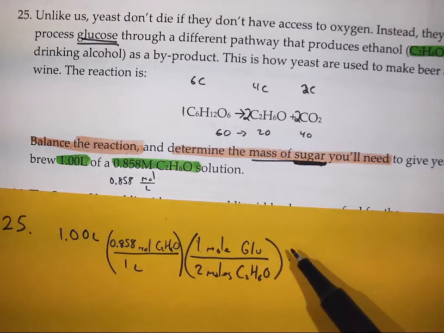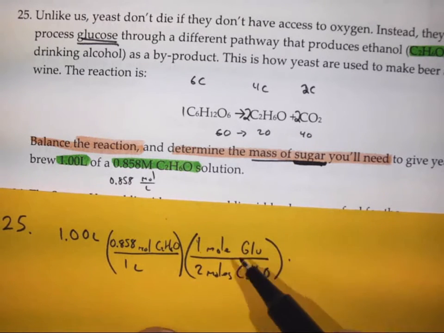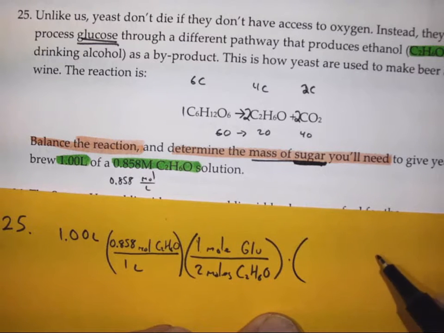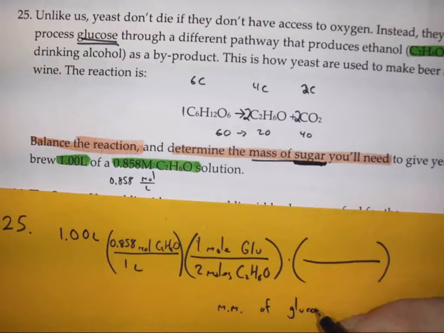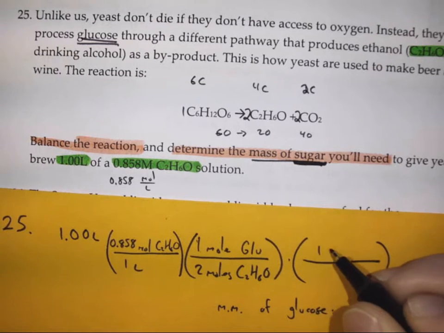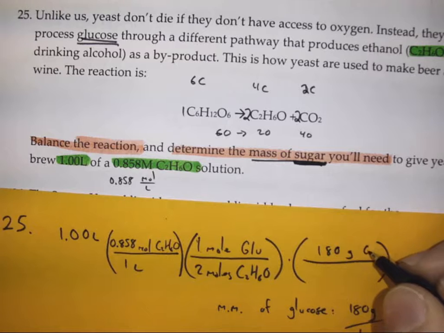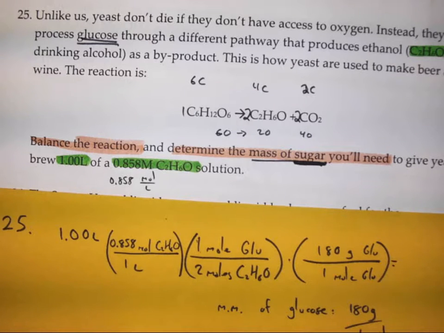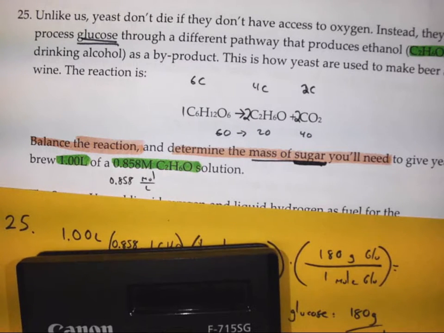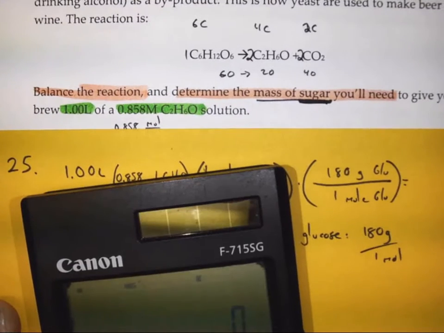All right, and that's not all. We need to know the mass of the sugar, so we need to convert the number of moles into a mass. And we talked in the last question about how the molar mass of glucose is 180 grams for every 1 mole. So we're just going to use that value again, 180 grams of glucose for every 1 mole of glucose. And what does that give us? Let's see. To make a liter of beer, how much sugar do you need?